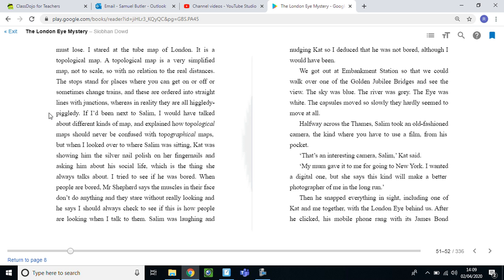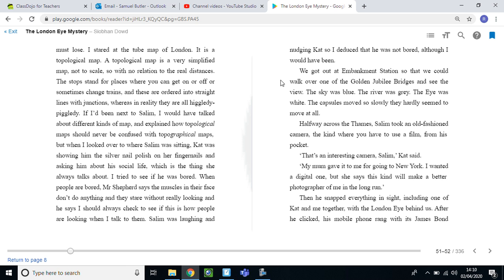could never be confused with topographical maps, but when I looked over to where Salim was sitting, Kat was showing him the silver nail polish on her fingernails and asking him about his social life, which is the thing she always talks about. I tried to see if he was bored. When people are bored, Mr. Shepherd says the muscles in their face don't do anything and they stare without really looking, and he says I should always check to see if this is how people are looking when I talk to them. Salim was laughing and nudging Kat, so I deduced that he was not bored, although I would have been.